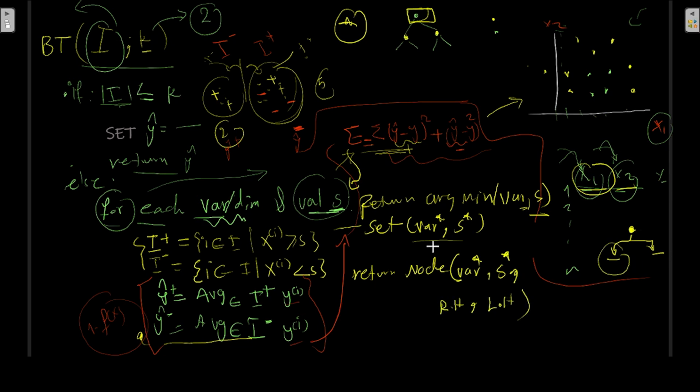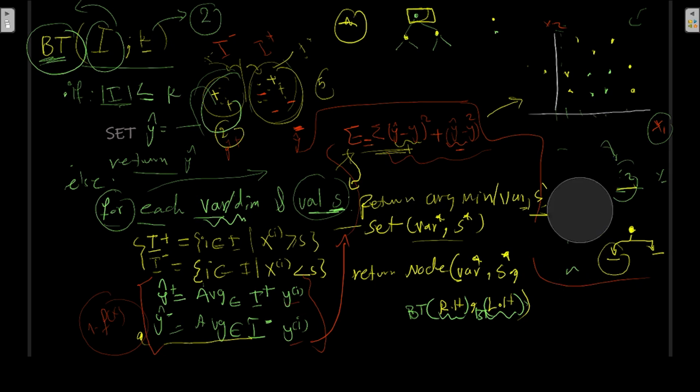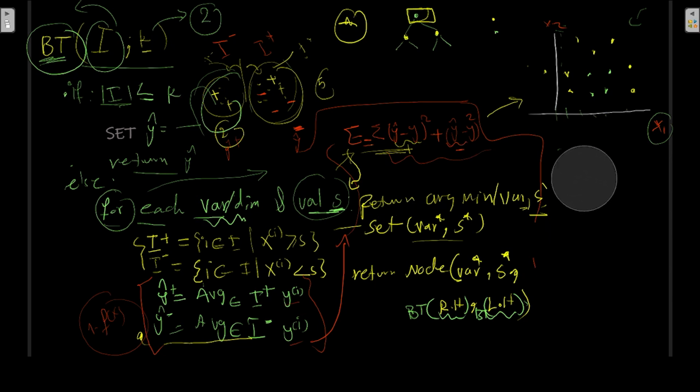And here is the point. What we're going to do with these right hand side and left hand side, all these points in here, is pass them again to the exact same function. We call it building tree. These are the actual procedures we do in order to construct the decision tree. Let's actually try to construct a decision tree.